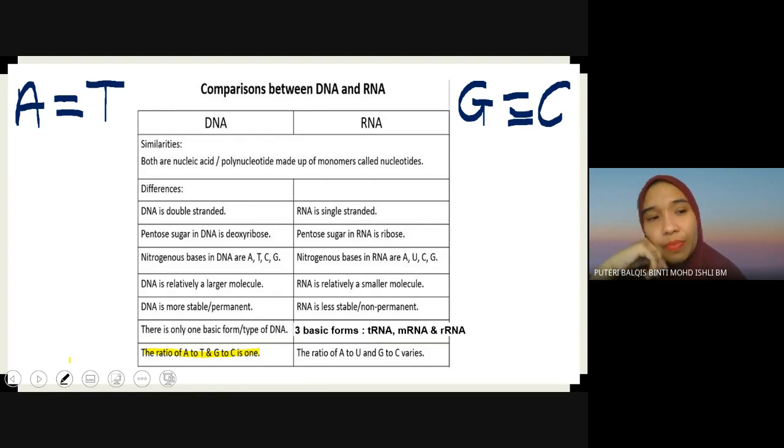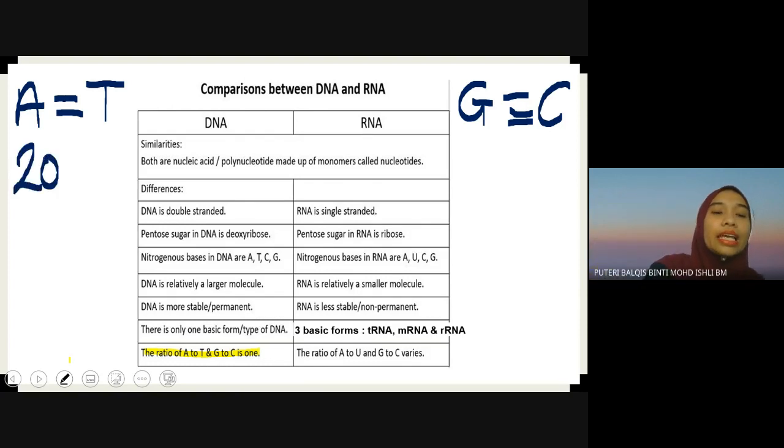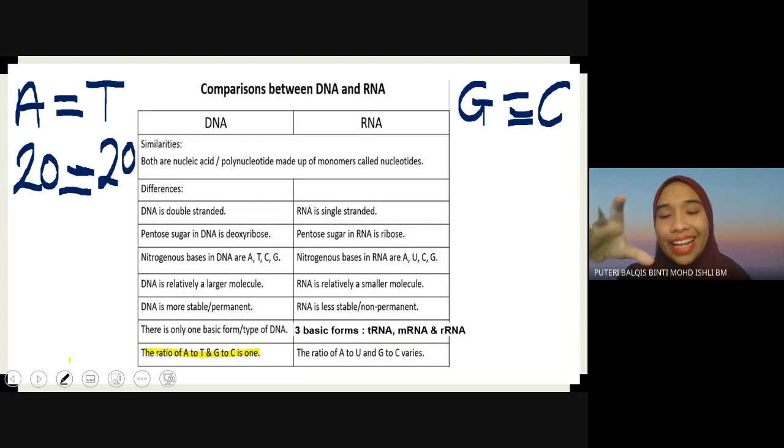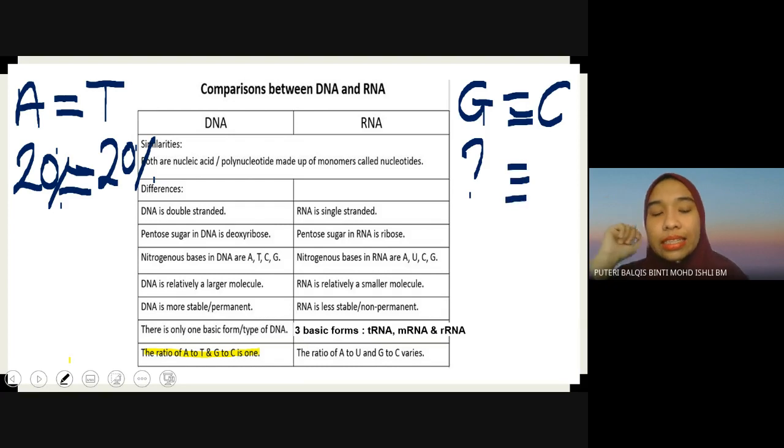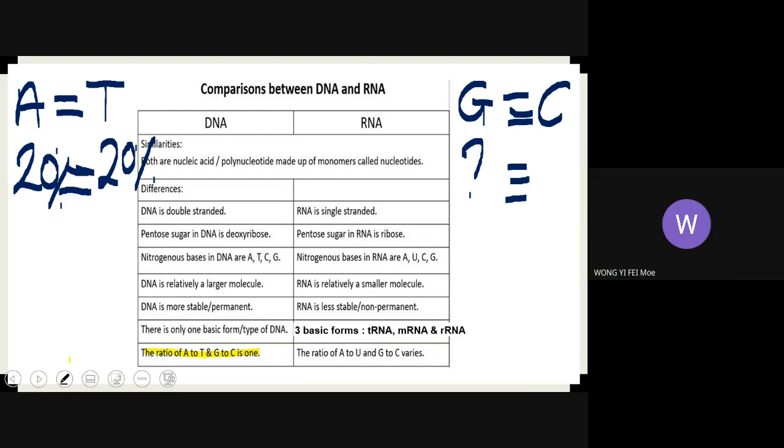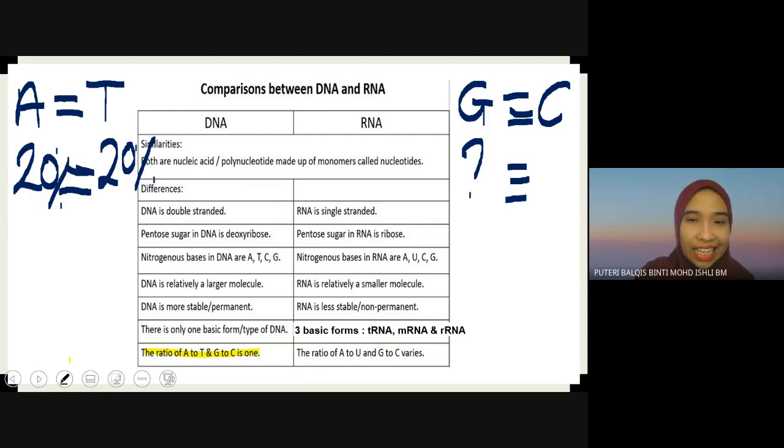For example, if A has 20%, T also has 20%. Okay, in DNA, if A is 20%, T also has 20%. So now, my question is, what is the percentage of G? Apa percentage of G? How many percent? Yife, how many percent? Is it 80? 80. Alright.